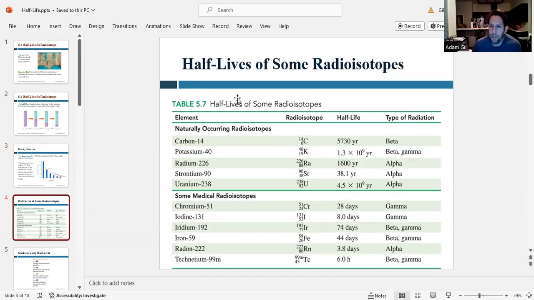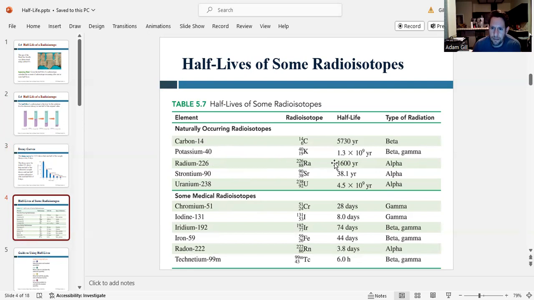This table shows the half-life of some common radioisotopes, both naturally occurring and medically used radioisotopes. Let's take a look at the naturally occurring ones first. So carbon-14, it's this symbol, has a half-life of 5,730 years, and it's a beta emitter. Potassium-40 has a half-life of 1.3 times 10 to the 9th years. It's a beta and gamma emitter.